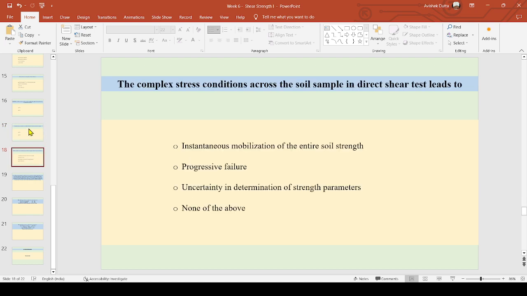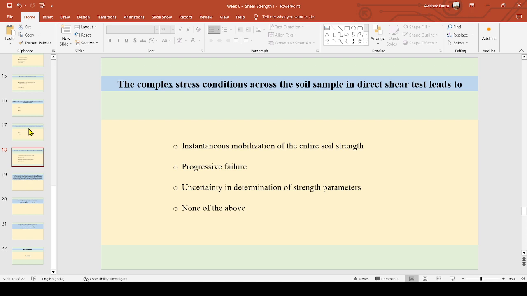The complex stress conditions across the soil sample in direct shear test leads to. Here it has been mentioned that direct shear test leads to complex stress conditions, and that is a well-known fact actually. But what do those complex stress conditions lead to?